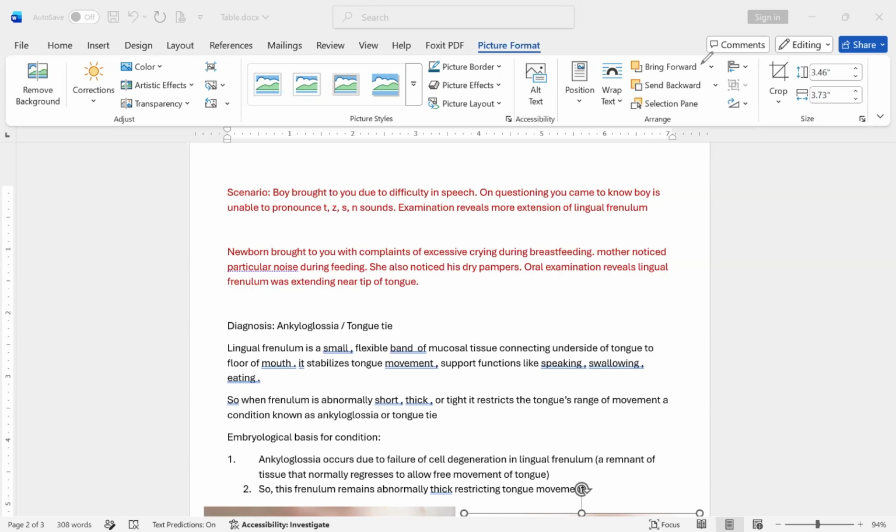In the last lecture, we completed the development of tongue, and in today's lecture, we will be discussing a clinical scenario related to the development of tongue. So let's start our today's lecture.